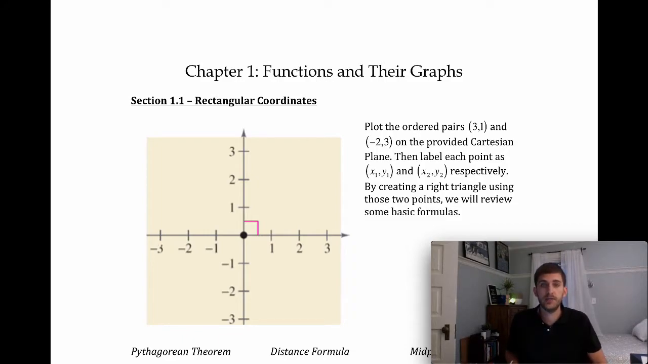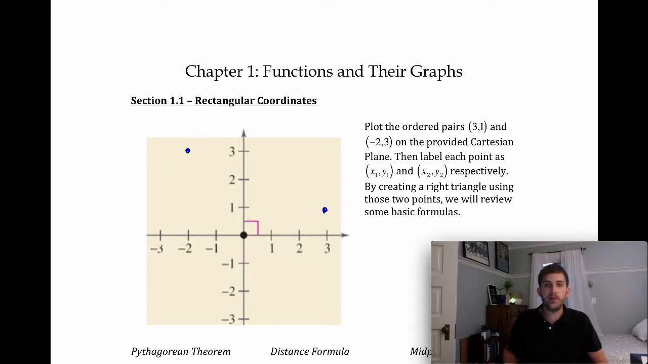So, the first thing I'm going to ask you to do is plot the ordered pairs 3, 1 and negative 2, 3 on the Cartesian plane. It's a fancy name there. So, we have 3, 1. We're going to go 3 to the right, 1 up, and that's the point 3, 1. And then we'll do negative 2, 3. So, we'll go 2 to the left, 3 up.